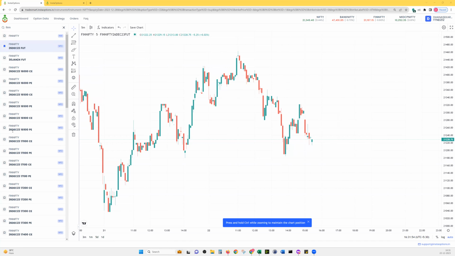So based upon the understanding, you can just let me know in the chat box in what way you can use it. Direction and view of the market. Good. Trend may help to predict market direction. Exactly, trend. Direction confirmation.